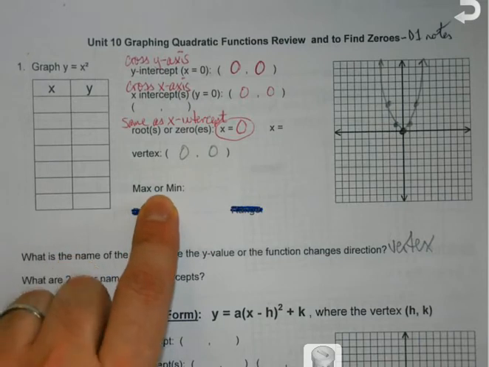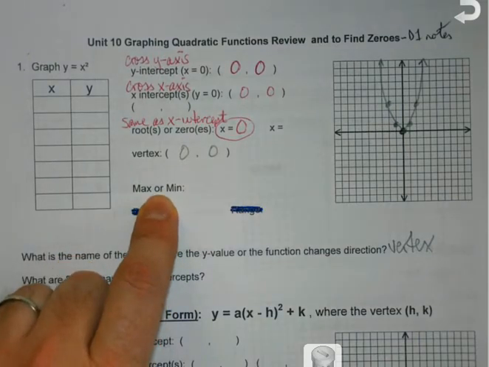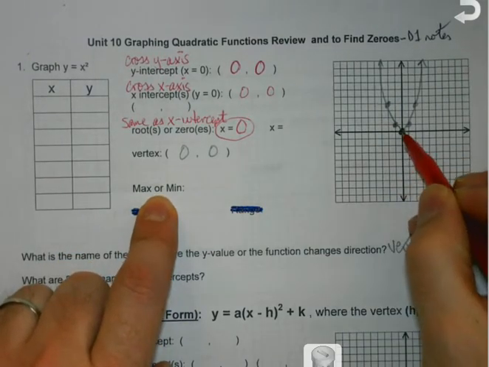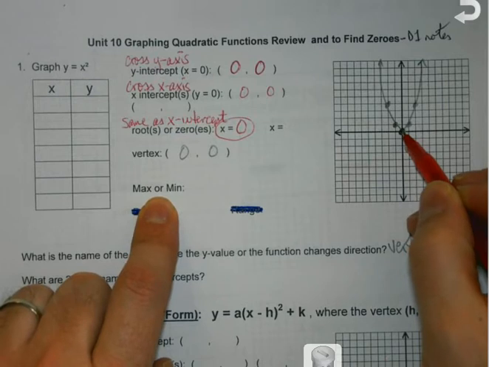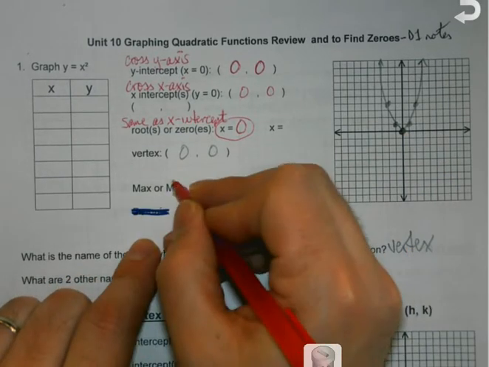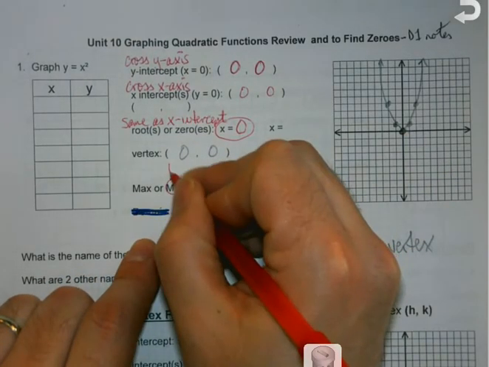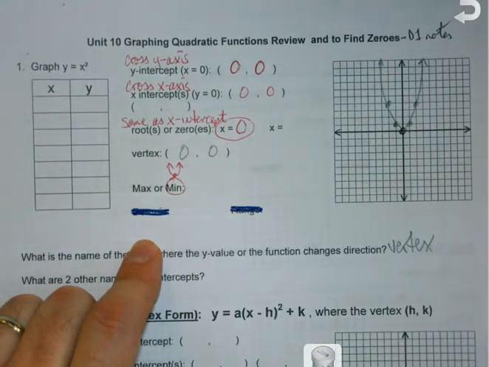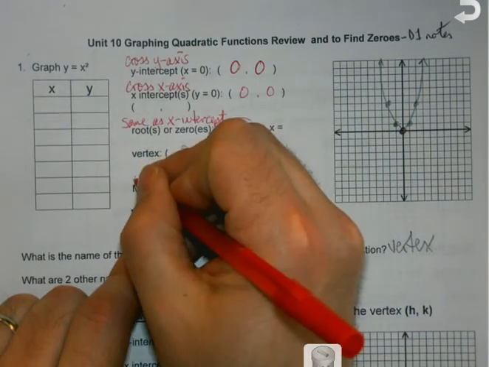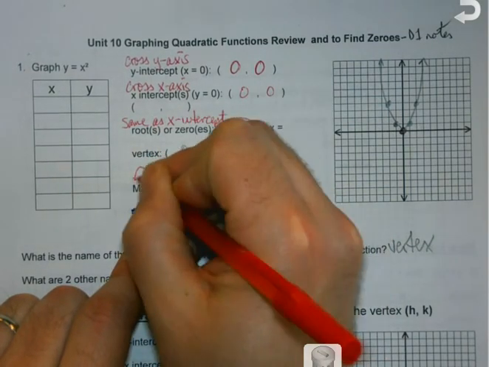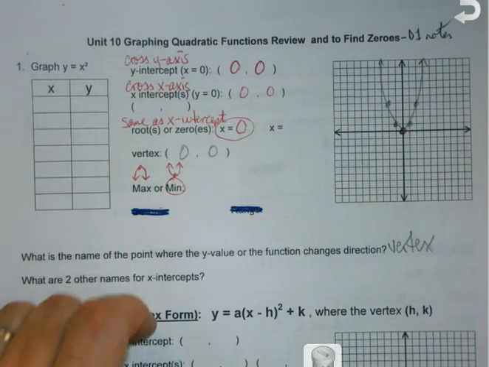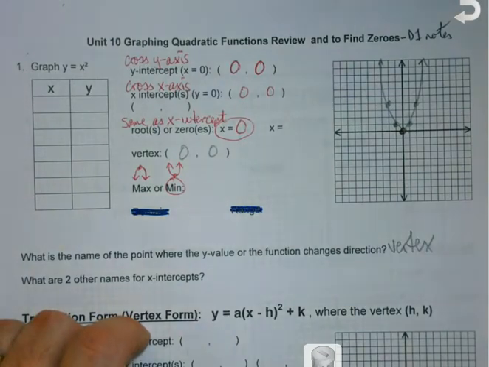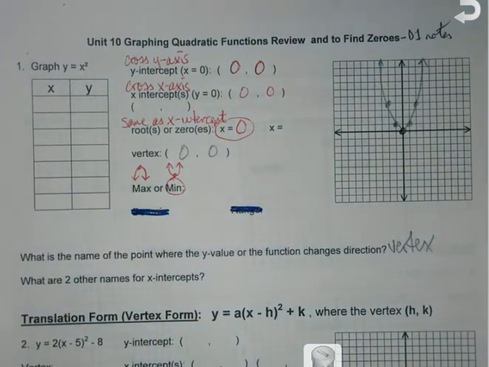Now, let's see if our memories are serving us well here. My vertex down here, is that a minimum or a maximum value? Minimum. And we know it's a minimum because our parabola opens up, so that changing point is the least value we have. If it had been a maximum, it would have opened down, and that value would have been up at the very top. So that's what we're trying to work out here.